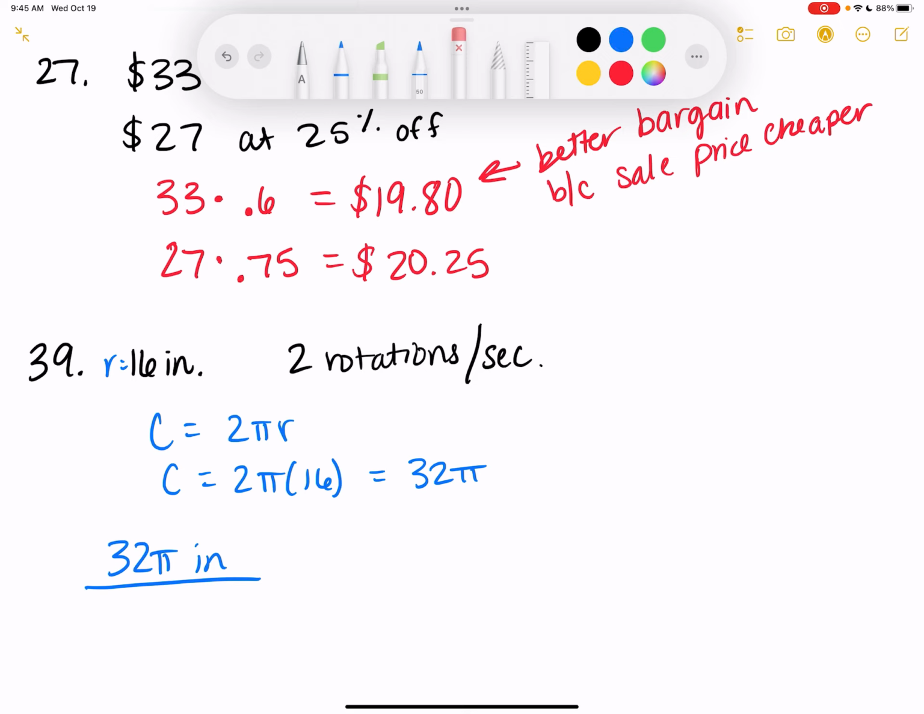Are we not multiplying the 32 by the? We will eventually, but not yet. I was trying to see because I think something's wrong, but we'll figure that out in a minute. I think my work on my paper was wrong, so I was trying to go back and look and make sure I wasn't missing something. So anyways, okay, 32 pi inches per one rotation.